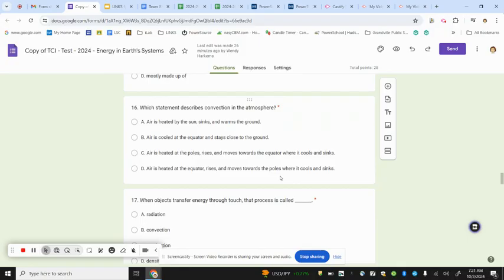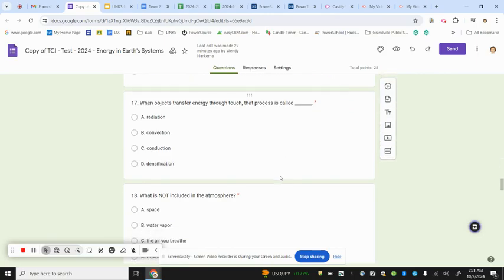Number 16, which statement describes convection in the atmosphere? A, air is heated by the sun, sinks and warms the ground. B, air is cooled at the equator and stays close to the ground. C, air is heated at the poles, rises and moves towards the equator when it cools and sinks. Or D, air is heated at the equator, rises and moves towards the poles where it cools and sinks.